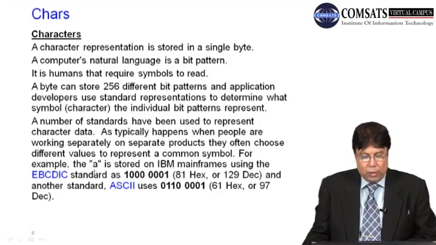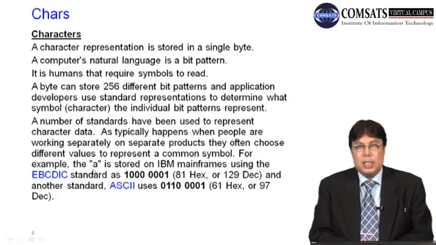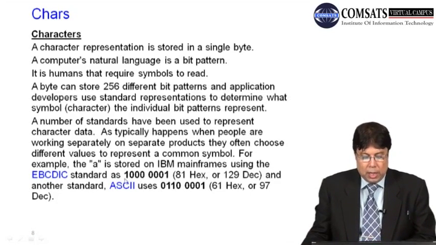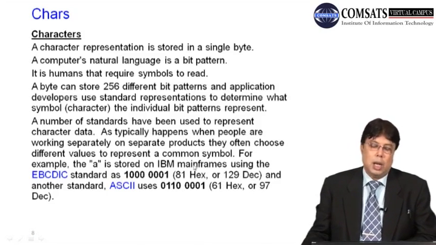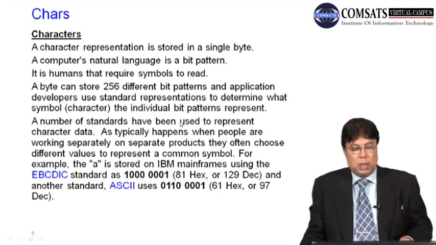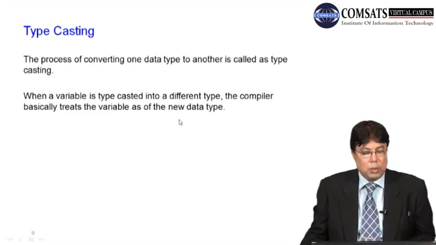So in the EBCDIC code, when we are required to represent A, this is 81 hex. So in hex, 8 is represented as 1000 and 1 is 0001. So this is basically 81 hex, which is equal to small a character, or in decimal it becomes 129. And in ASCII, this A is basically 61 hex, where 0110 is a 6 and 0001 is 1. So this is 61 hex or 97 decimal. Since I have already given sufficient explanation in the character topic, I can just stop it there.